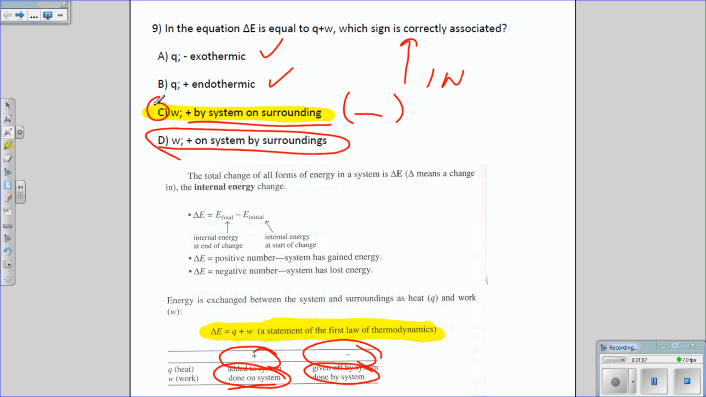So you need to know those values. Heat going in or work done on the system is positive for either Q or W. Heat given off by the system, exothermic, is negative, and work done by the system would be a negative sign, and then all you do is add the two values together.